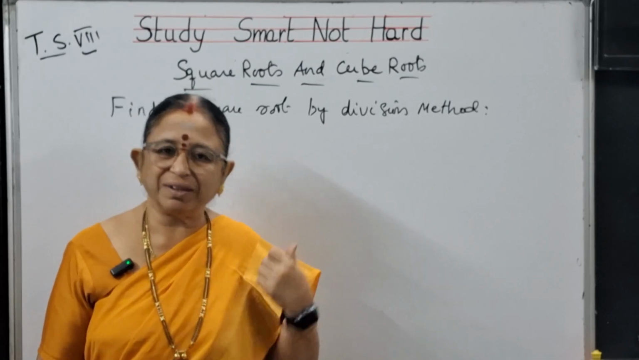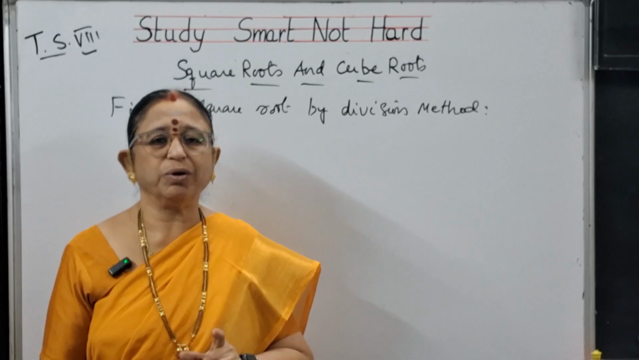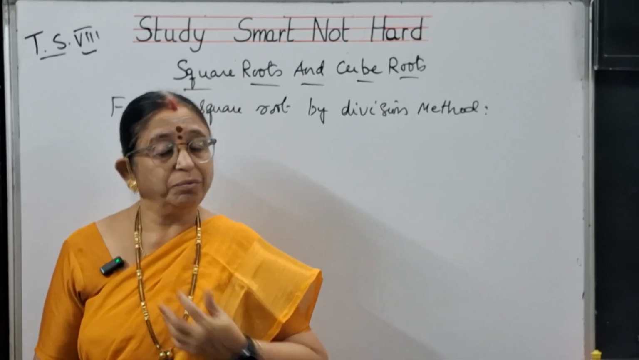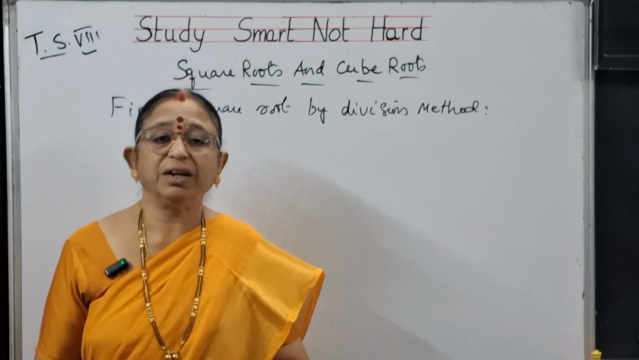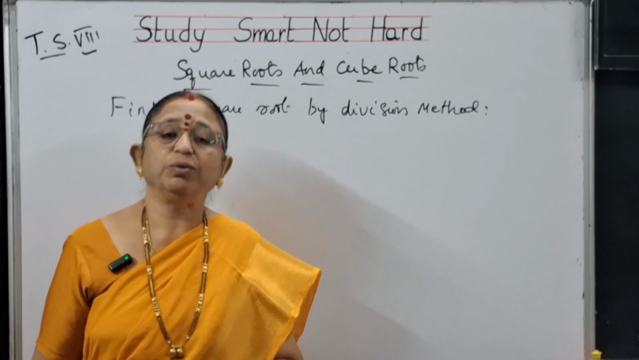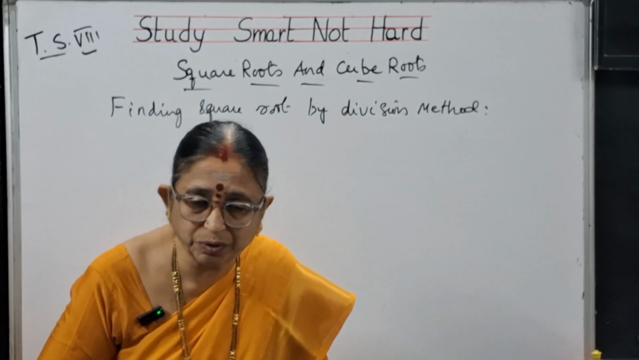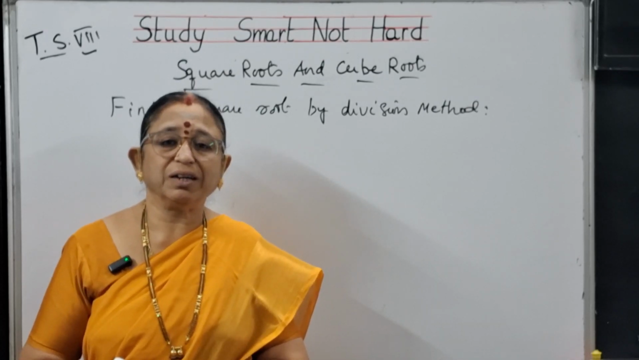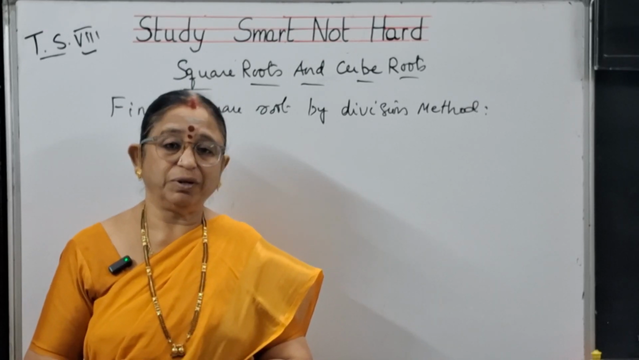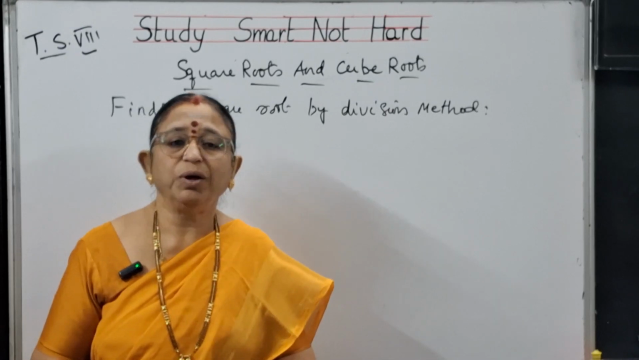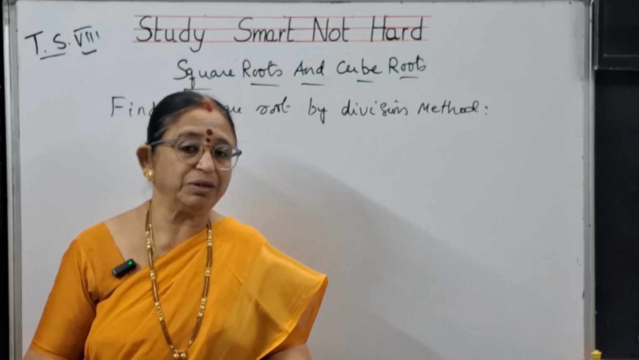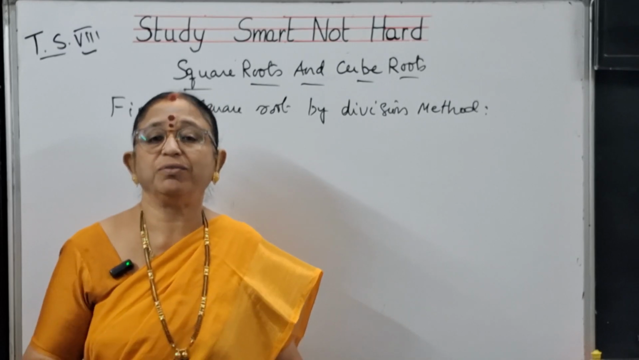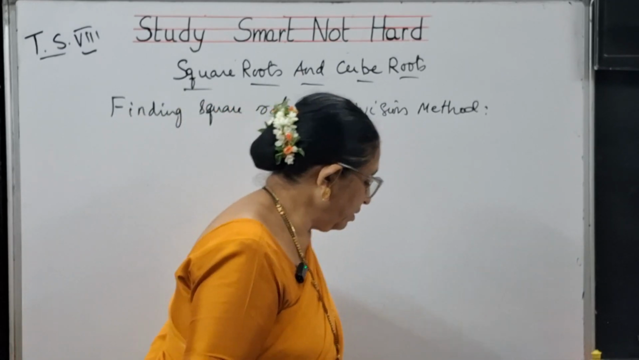Already in the previous exercise, one sum you have got and for that I have done a division method only. But once again I wanted to explain how this division method should be used, because this is going to be useful for you not only in 8th class, for a long time, for your future mathematics also. How to find the square root by division method is very, very important. You are going to use only this method in future. So let us see what it is.